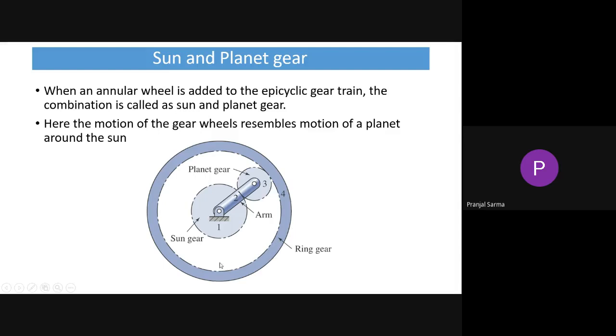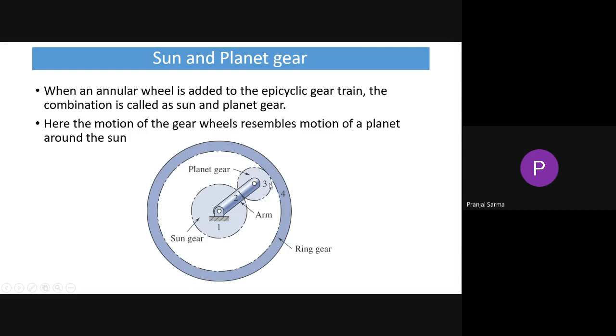Okay, so it is non gear or the wheel. Next, the sun and planet gear. Why is the name sun and planet gear? Because the motion of these different gears, this arrangement, resembles the sun and planets. Just like planets rotate around the sun, apart from having their own motion, similar is the case here.